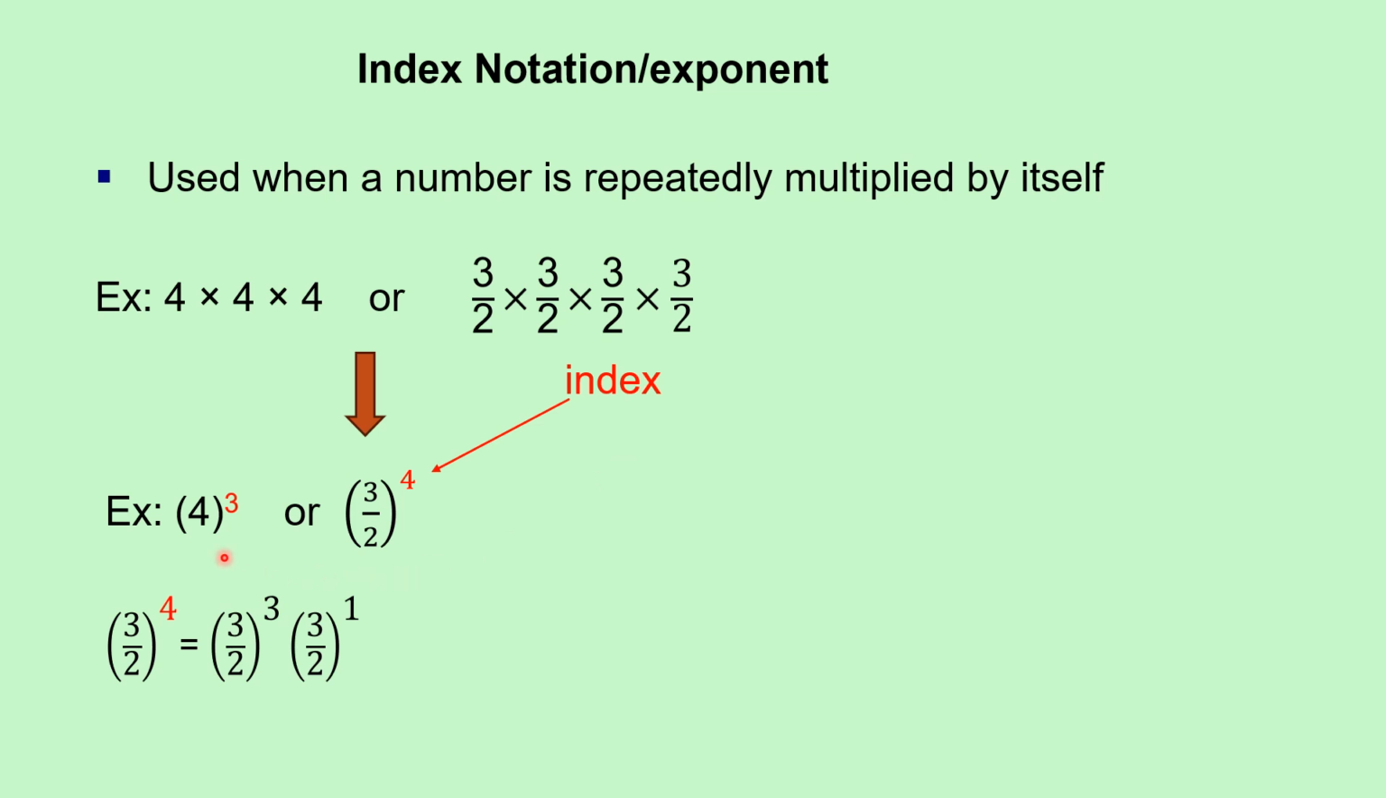Okay, and for 3 over 2 with the power of 4, we can also write it this way, where we separate it into 3 over 2 with the power of 3 times 3 over 2 with the power of 1, where the base number here, you can see, is the same. Therefore, we can add the powers, 3 plus 1, which gives the number 4.